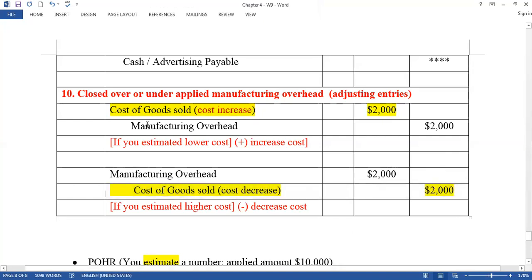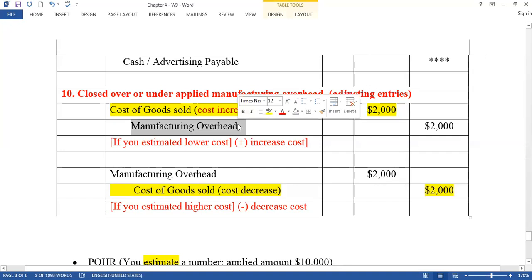And it is going to adjust with which account? It is going to adjust with the manufacturing overhead account. Why? Because for manufacturing overhead, before, you estimated a number, right? So we are going to adjust this cost, plus or minus, with which account? With the manufacturing overhead account. Clear?